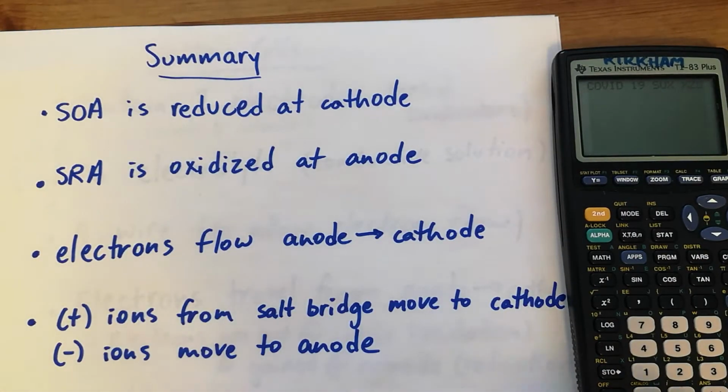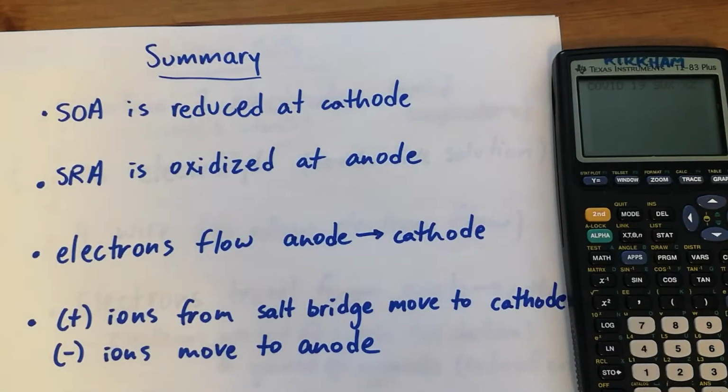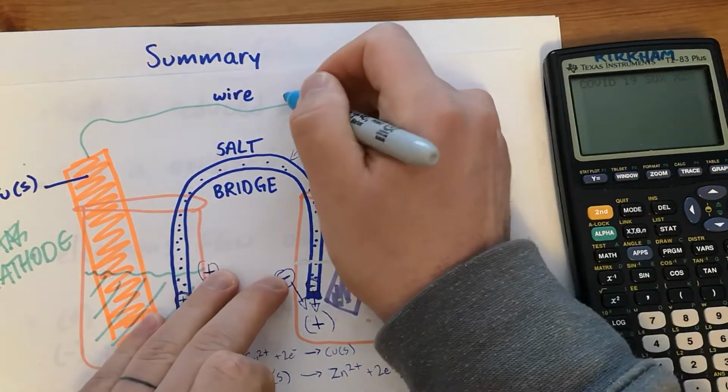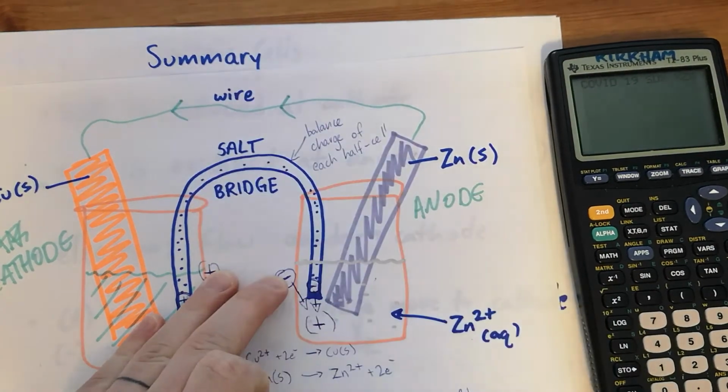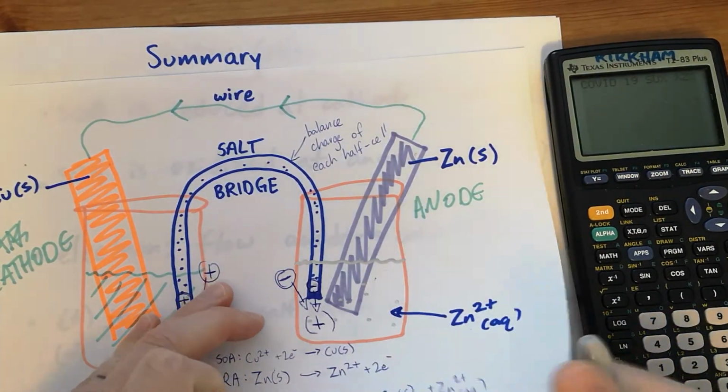Oxidation occurs at the anode. That's our zinc electrode. Okay. Electrons flow from anode to cathode. So I can illustrate that as well. Draw little arrows. Okay, so that's the electron flow from the zinc to the copper.